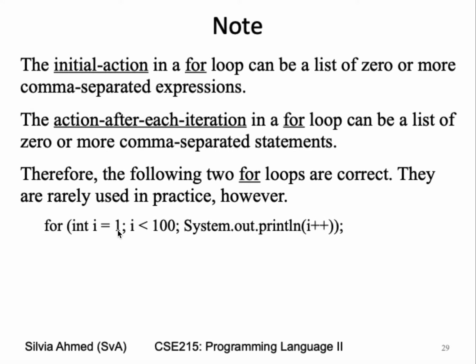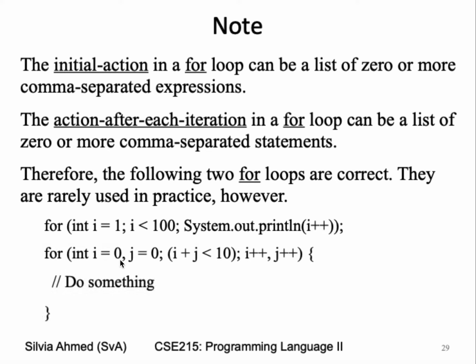So int i equals 1, i less than 10, and inside this update or action after each iteration, we would have this statement, System.out.println(i++). So what will it do? It will print the current value of i and then increment the value of i, which will be used to compare here, the updated value of i.